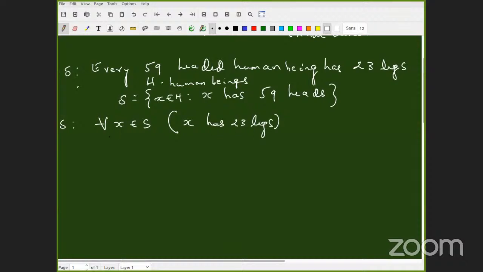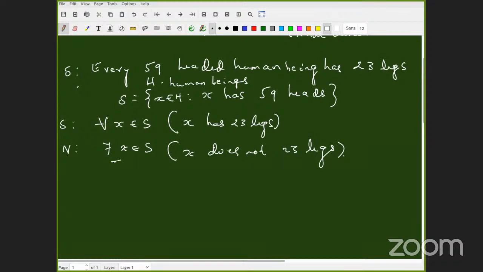If the statement is false, then what is the negation? All of you said already. There exists X in S such that X does not have 23 legs. Okay. Now the question is, which is true, the statement or the negation? Now look at the negation.